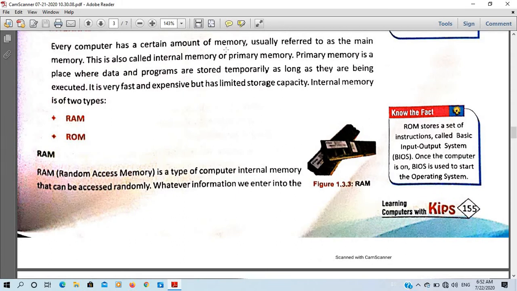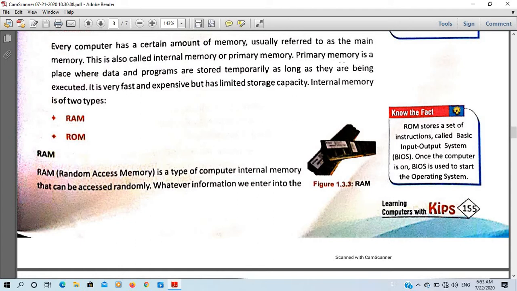Every computer has a certain amount of memory, usually referred to as the main memory. This is called the internal memory or primary memory. Primary memory is the memory which is inside the CPU. It is set there beforehand, in the form of RAM and ROM. There are some ROMs that are set on the CPU, and ROM, you know very well, is volatile memory in which data are erased whenever the power is cut.